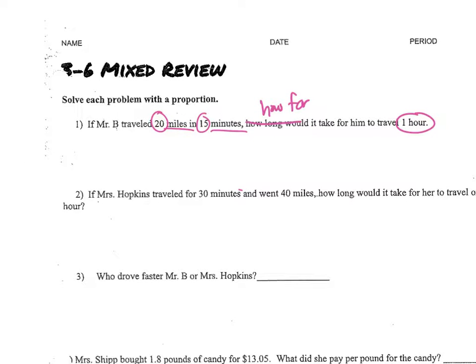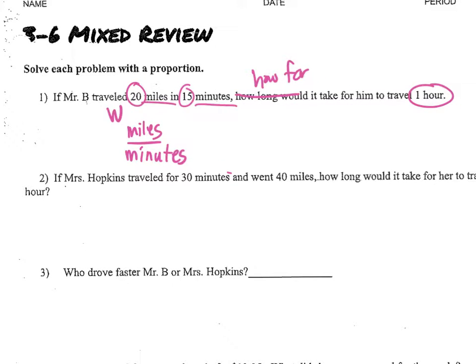So setting up those proportions, think about the words. What are we comparing? Miles to minutes. We're comparing miles to minutes. So would 15 be on the bottom? Yeah. So then fill in the first ratio with what we know. So I know that he can go 20 miles in 15 minutes.